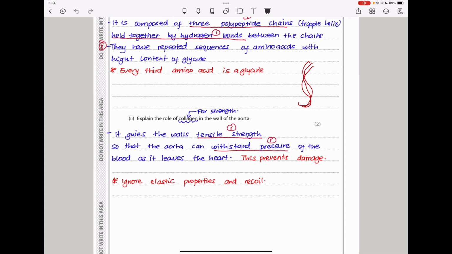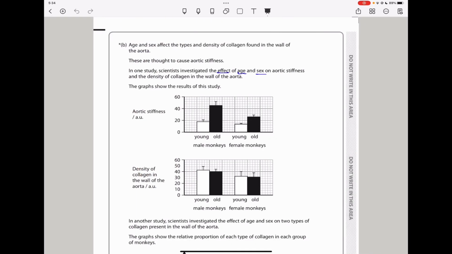Let's continue. Here they say age and sex affect the type and density of collagen found in the wall of the aorta. They say these are thought to cause aortic stiffness. In one study, scientists investigated the effect of age and sex on aortic stiffness and the density of collagen in the wall of the aorta. The graphs show the results of this study.